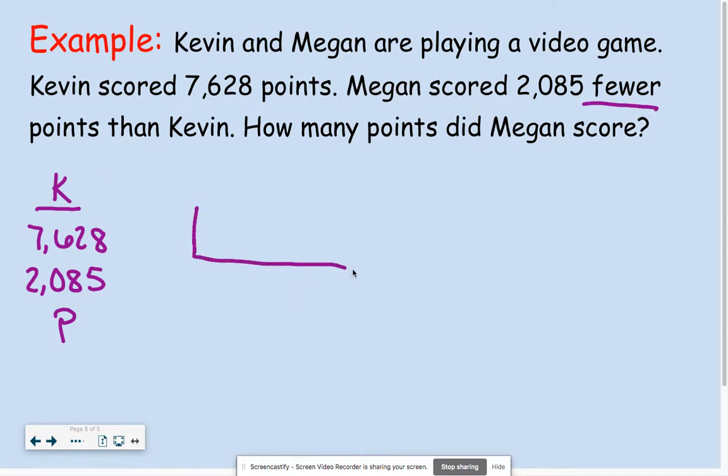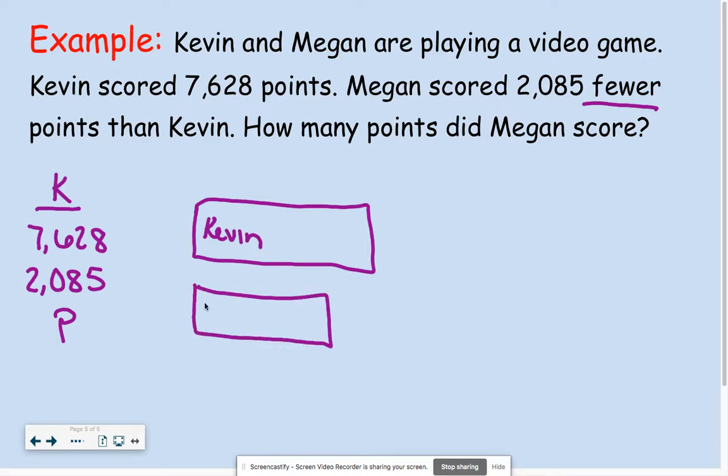So if we are making our comparison bars, we know that Kevin is on top and Megan has a smaller amount. And then we have our change. Well, we know how many points Kevin has. So Kevin is going to become our total, 7,628. And we know the change amount, 2,085. But we're missing Megan's points.